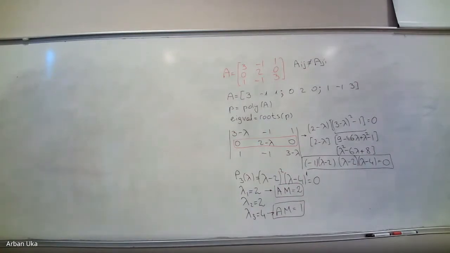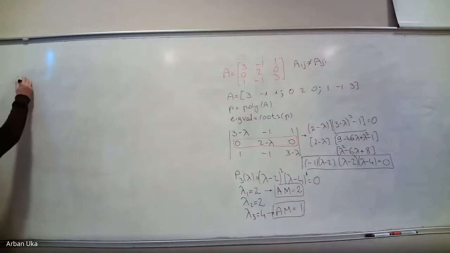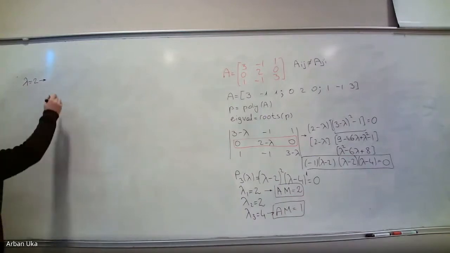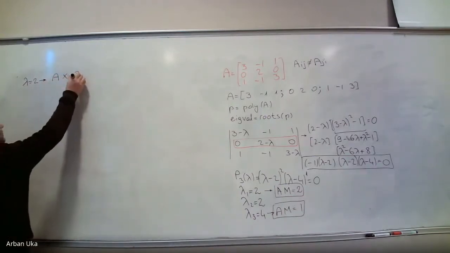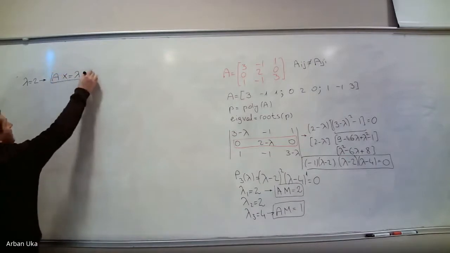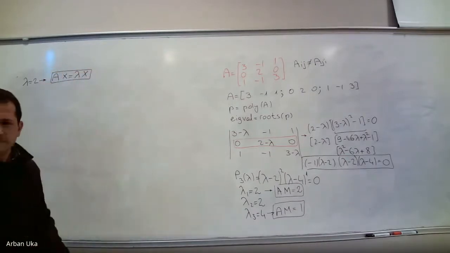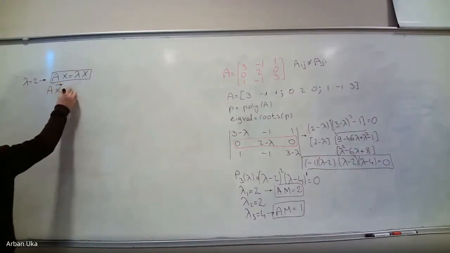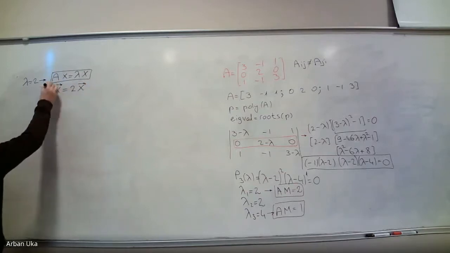Okay, so now the next step is that we need to find the eigenvectors. So first, let's see what the eigenvectors are which are related to lambda equal to 2. When lambda is equal to 2, we write Ax equals lambda x. This was the eigenvalue equation. So Ax is a vector, and this is equal to 2 times x, where x is again a vector.